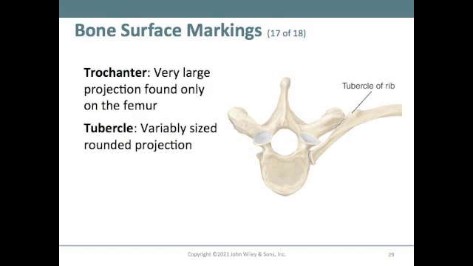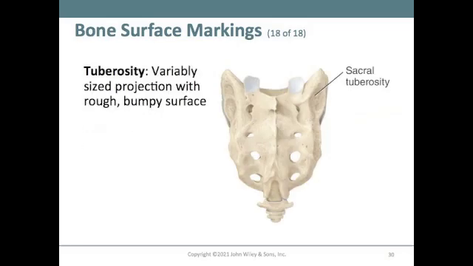The trochanter is a very large projection found only in the femur. And then here's a tubercle, a variably sized rounded projection. Here's the tubercle of a rib right here. So we can see here that we've got a vertebrae and how the rib is articulating with the vertebrae. And then it has what we call a tubercle, which is just this rounded projection. Tuberosity: a variably sized projection with a rough, bumpy surface. That would be this part right here, and that's also going to be lateral to this crest.